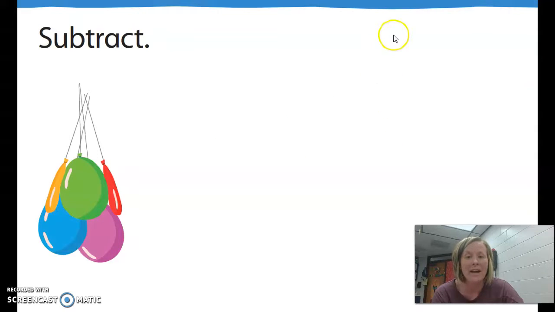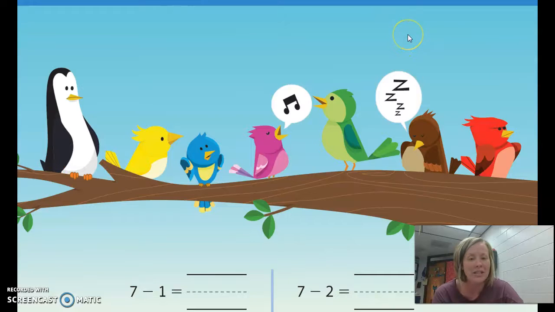All right, now you're going to get out your workbook pages. You should have a workbook page that looks just like this, that has the birds on it. If you need to pause this video to grab your workbook pages, go do that and then restart your video. All right, let's count and see how many birds there are. Are you guys ready? 1, 2, 3, 4, 5, 6, 7. You're right, there are 7 birds.